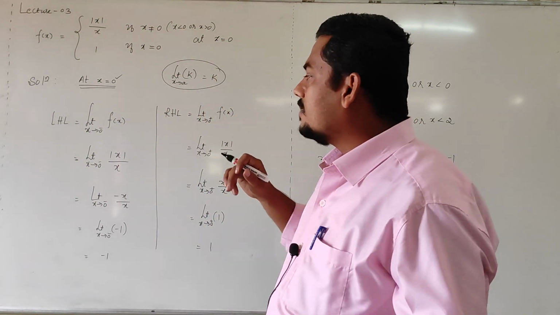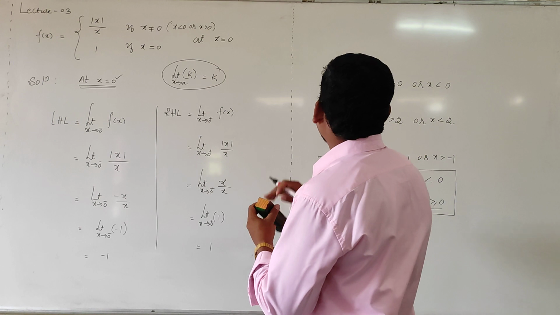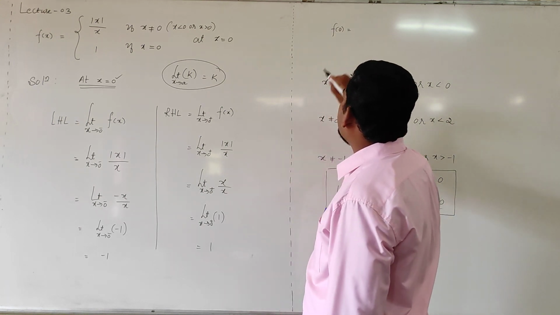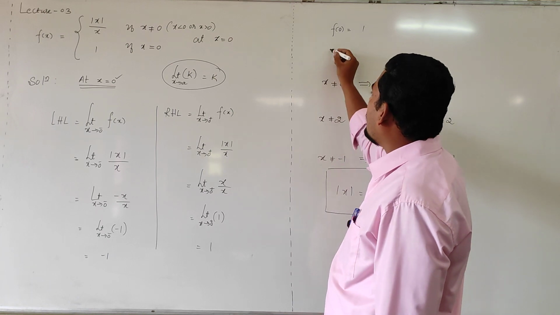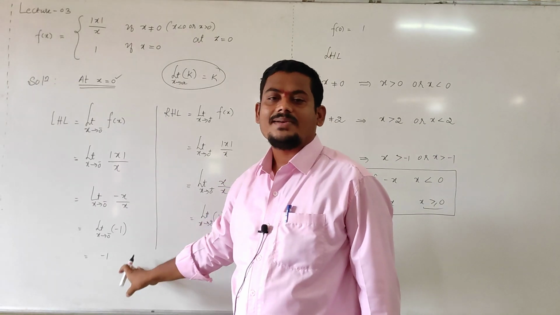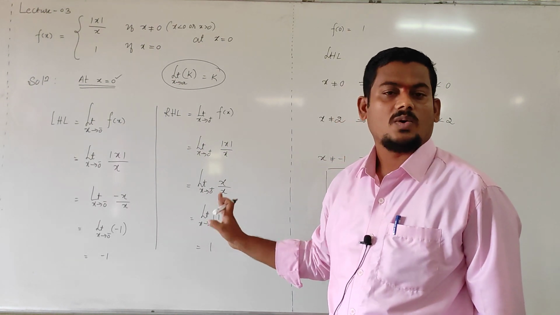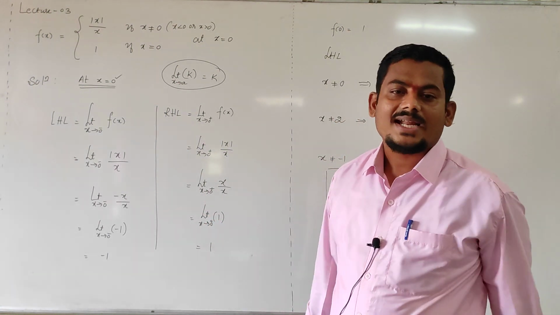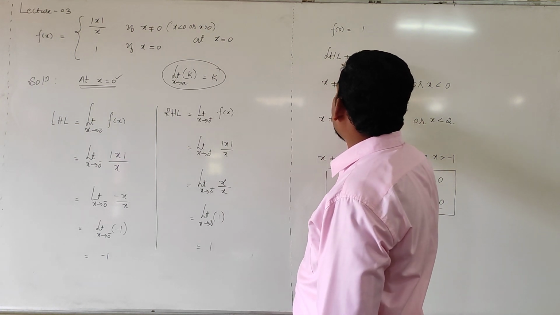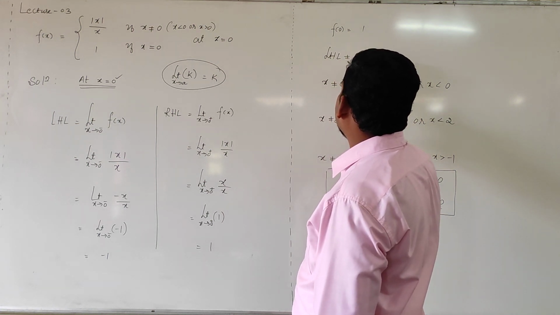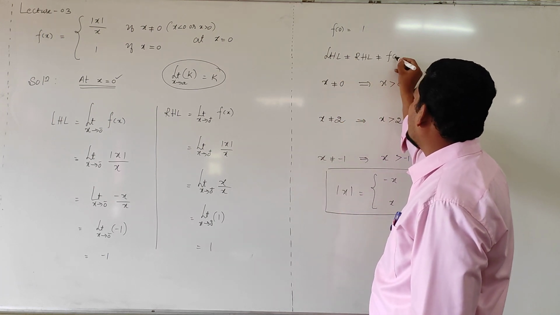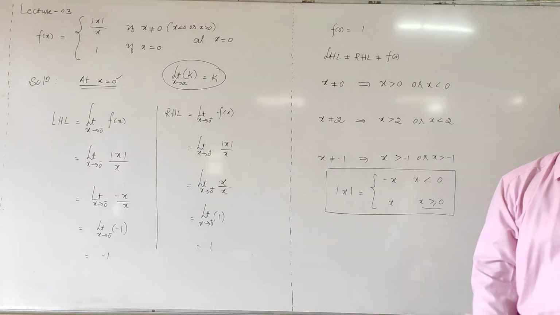Then write f of 0 value. F of 0 is equal to 1, they have given. Now, are all the values equal? No, all three values are unequal only. Left hand limit is not equal to right hand limit, and it is also not equal to the functional value. All three values are not equal.